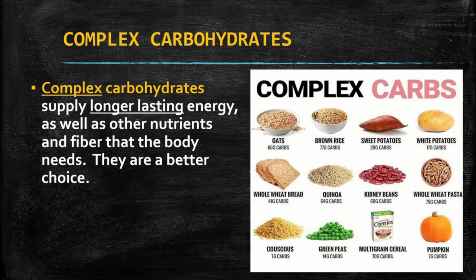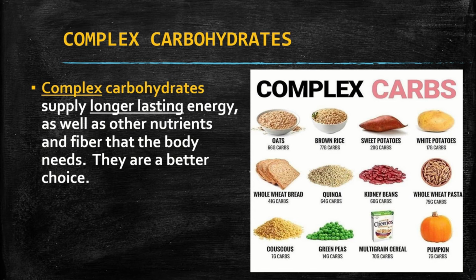Next, aside from the simple carbohydrates, which are composed of monosaccharides and disaccharides, we now go to complex carbohydrates. Complex carbohydrates supply longer-lasting energy, as well as other nutrients and fiber that the body needs. They are a better choice. Bakit kaya sila naging better choice? That is because simple sugars or simple carbohydrates are mainly used for energy lang. So, pang energy source lang sila. Samantalang kapag complex carbohydrates naman, siya yung nagsusupply ng energy na kung saan pang matagalan yung energy na sinusupply nila.